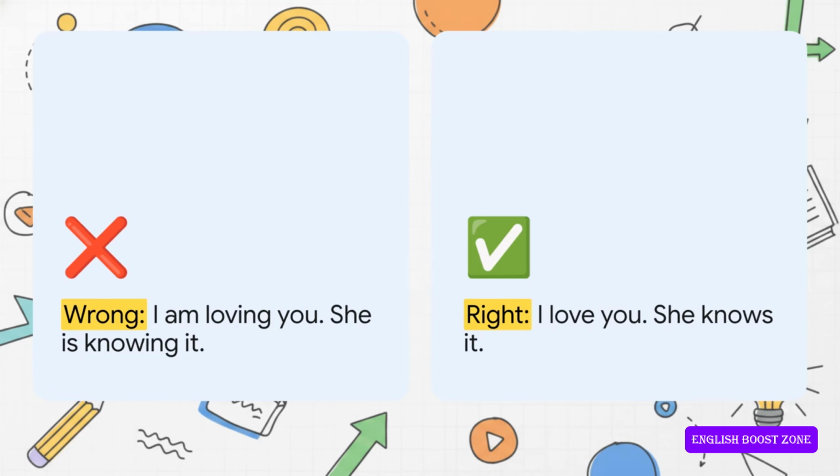Let's really anchor this rule. You've probably heard people say something like, I am loving you, or she is knowing the answer, or he is having a car. Yeah, no, those are completely wrong. It's a huge grammar trap. The correct way to say these is to just revert back to the present simple tense. So it should be, I love you, she knows the answer, and he has a car.